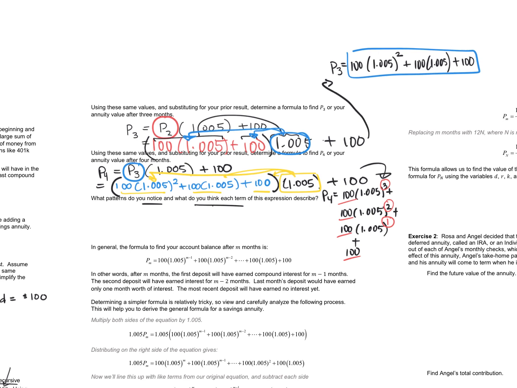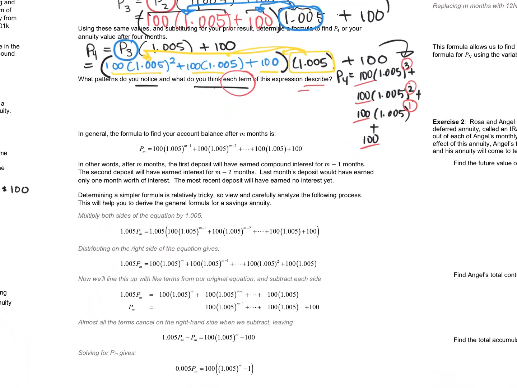And so when it asks, what do you think each term of the expression describes? Well, basically what's happening is that initial $100 that you put in, it's going to earn some interest. Then the next month you add in another $100, and that's also going to earn interest. But the original one will have earned interest twice. And then you get into month 3, and you can see that each of those hundreds has earned interest for a different amount of time.